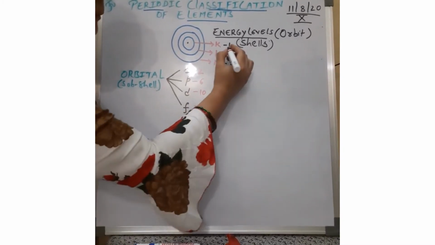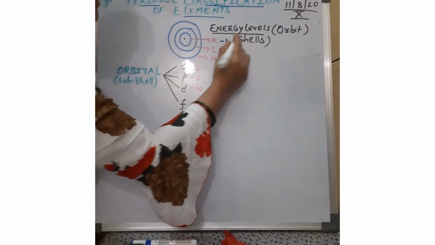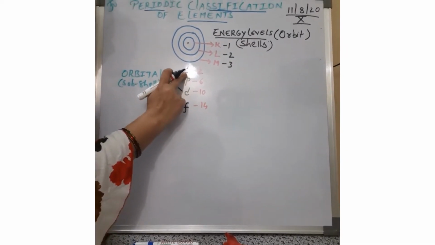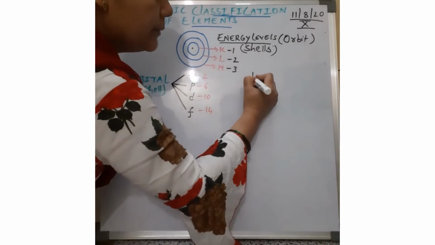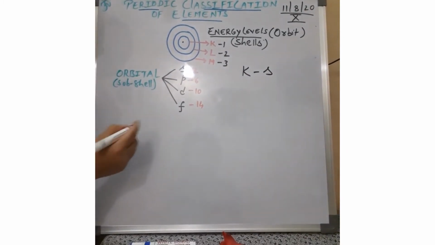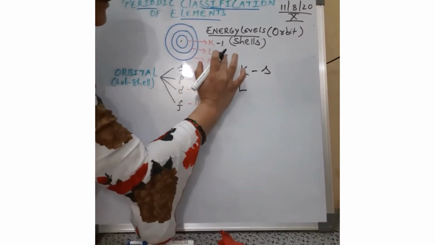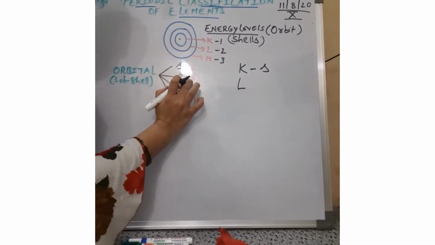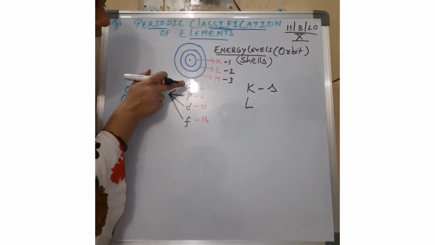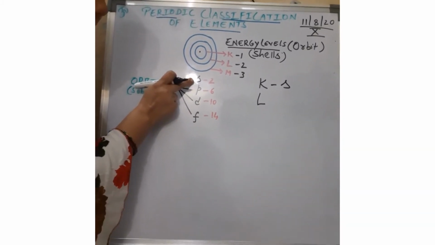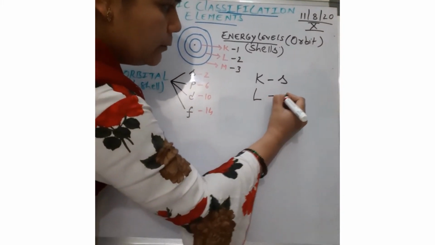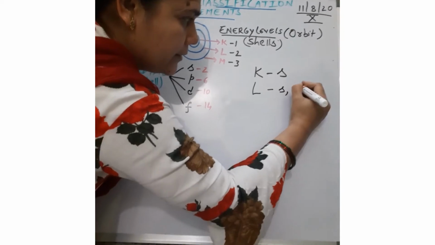So if I take up, for example, K, how many subshells will be there? Only one subshell. That is which subshell? S. Okay, so that means K shell will contain only S subshell. Now L value is how much? 2. So that means how many subshells it will have? 2 subshells. And what are those 2 subshells? S and P. The order will be first S followed by P, then D and then F. So L will have S as well as P.